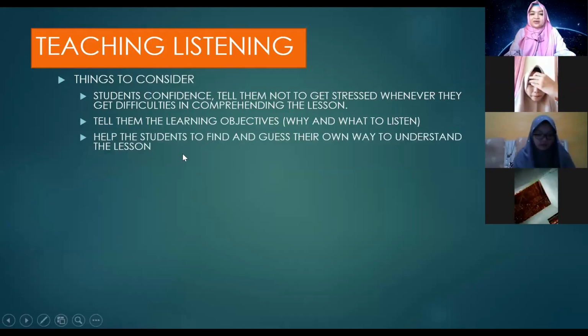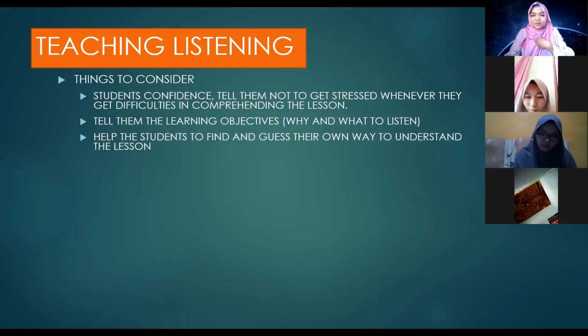Next, you have to help the students find and guess their own way to understand the lessons. We already learned about the students' multiple intelligences, and multiple intelligences will affect their learning style. So we cannot force our teaching style to match their learning style. Be wise in letting them find their own way to understand the lessons. Don't force your teaching style onto their learning style.